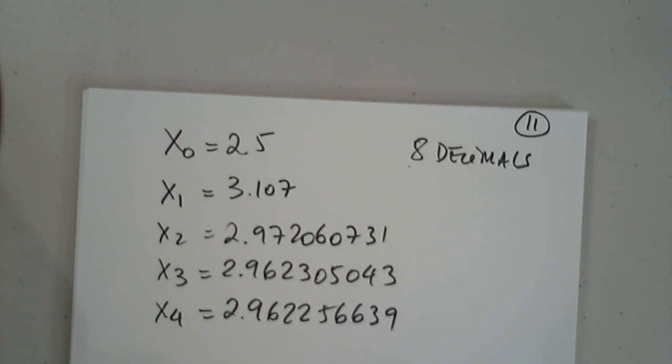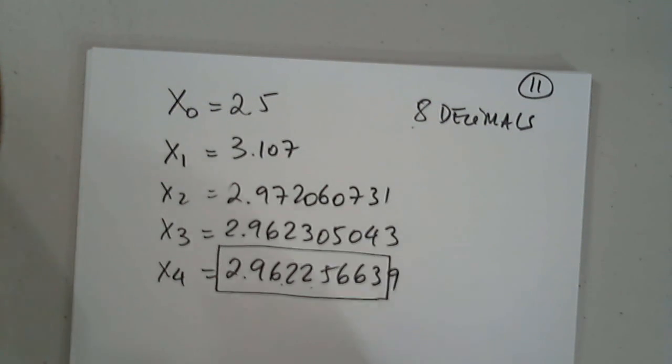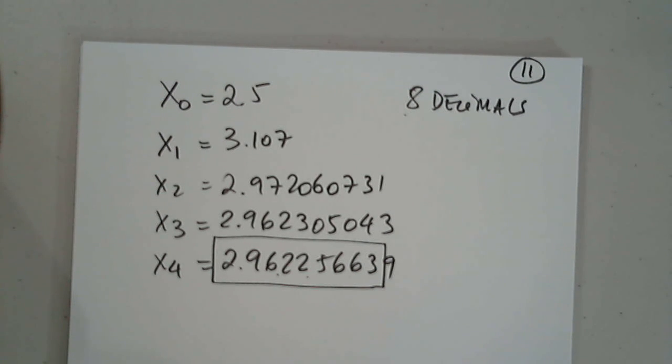Yes. 2, 4, 6, 8 digits. So I will not copy x5. Is this okay? Yes. So this is it. 2, 4, 6, 8. You can round it up if you want. Good.